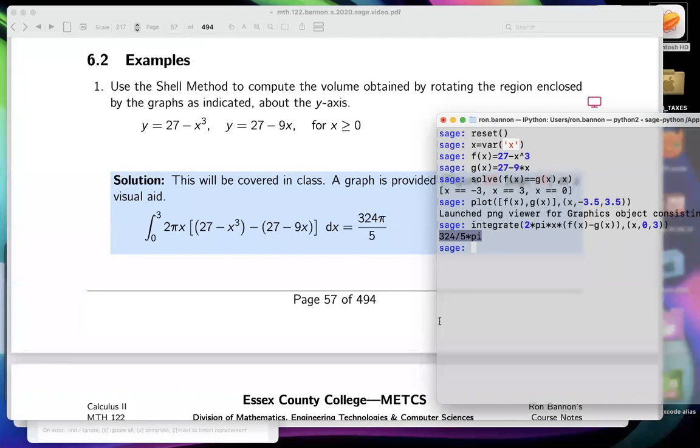What does Sage give me? 324 divided by 5 times pi. Again, a lot of students misread this, thinking it's 324 divided by the quantity 5 times pi. It's not. It's 324 divided by 5, times pi. This is why you need to start looking at handwork and computer algebra system work to get the connection between the two. There's a connection. All right. Thank you.